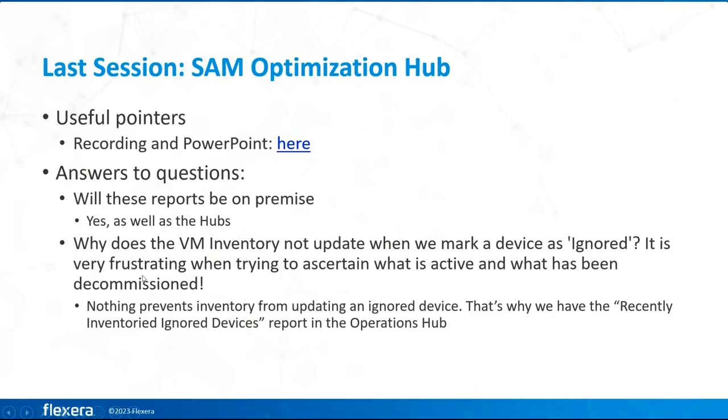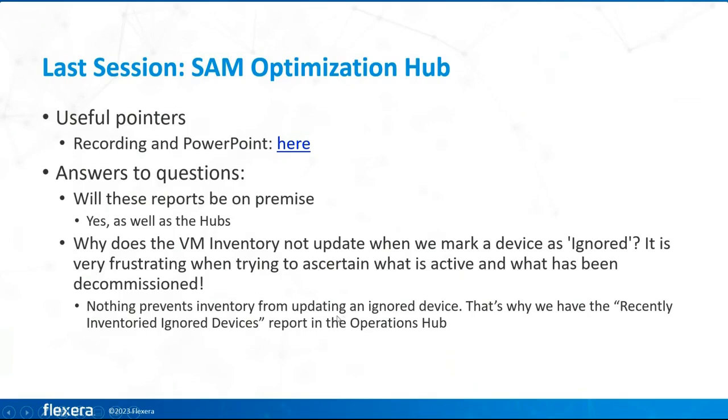Second question, to be honest, I'm not sure I understood the question, so maybe the person could follow up directly by email with me. Normally, if you ignore a VM or a computer, it should not stop the inventory from coming in. So if you have ignored virtual machines which are reporting again, it happens, you should have an ignored device with the last inventory date of yesterday, for instance, and that's actually one of the reports of the SAM Operations Hub.